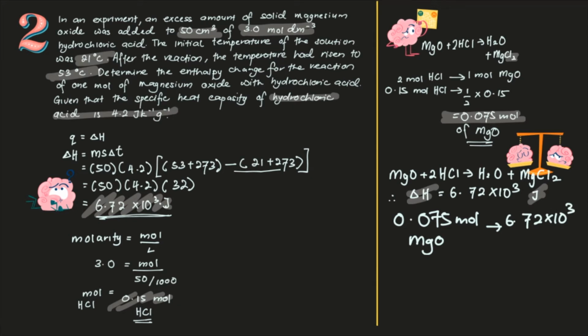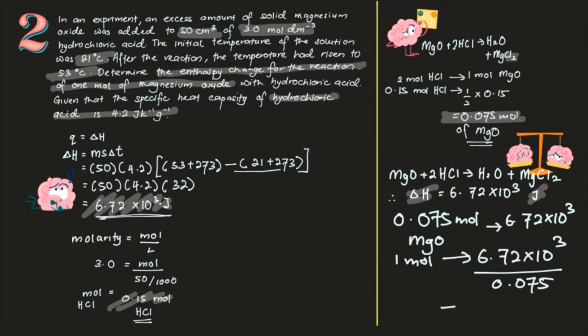But in the question, you were asked to calculate the enthalpy change for the reaction of 1 mole of magnesium oxide. So you want 1 mole. So 1 mole of magnesium oxide should be equivalent to 6.72 times 10 to the power of 3 divided by 0.075. From here, you should get 8.96 times 10 to the power of 4 joule. You can convert this into kilojoule, so approximately 90 kilojoule.